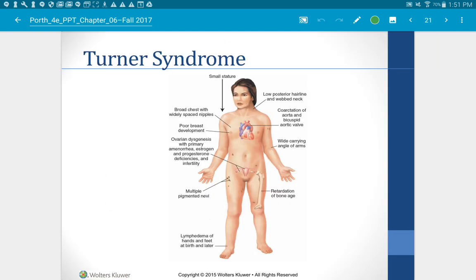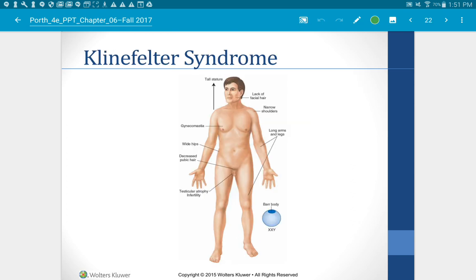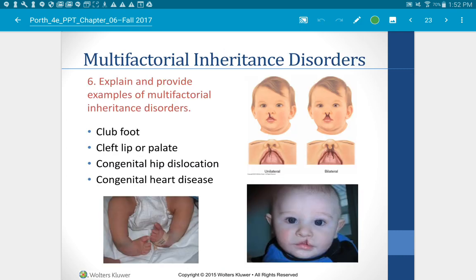Turner syndrome, this is what we saw earlier, the XO, the individual who's missing an X chromosome, and then Klinefelter, this would be XXY, where they have both an X and a Y and an extra X, and it results in some other challenges there.